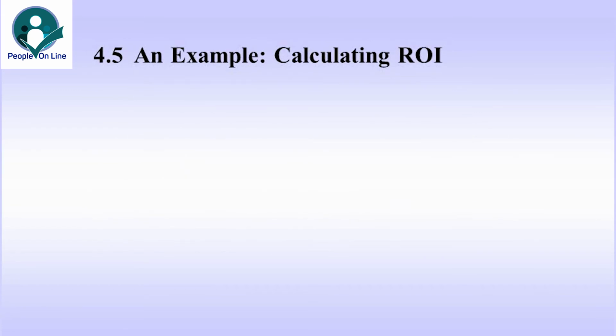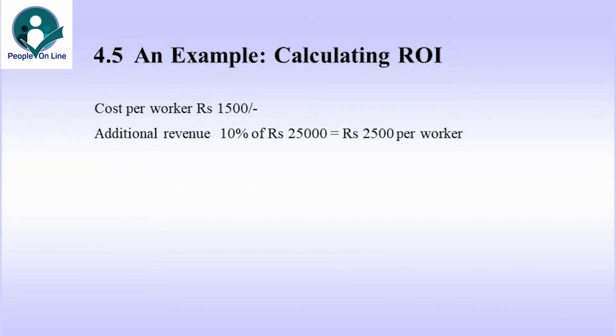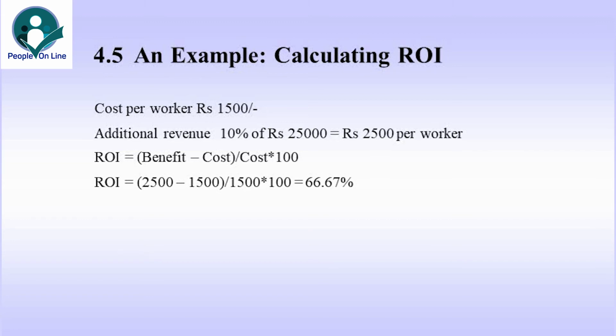Let's see how the ROI is worked out. Cost per worker rupees 1500. Additional revenue 10% of rupees 25,000, which is rupees 2500 per worker. ROI is benefit minus cost by cost into 100. So ROI here is 2500 minus 1500 by 1500 into 100, and it comes to 66.67%.